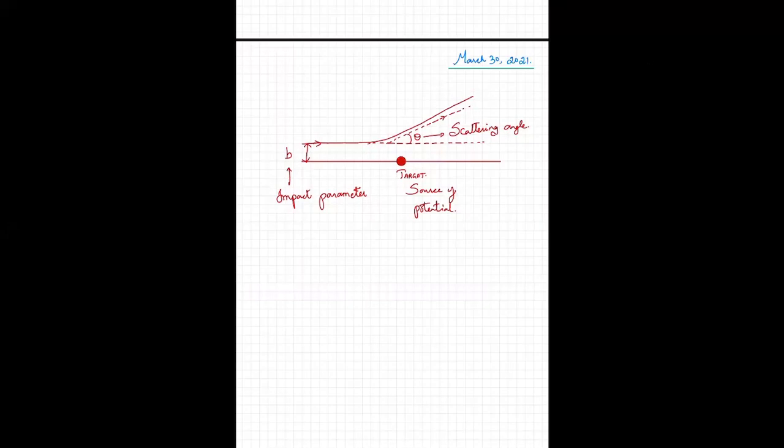So classical scattering involves solving the classical equations of motion to determine the scattering angle theta as a function of B and the energy of the particle. So this particle is coming in with some energy E, kinetic energy E.